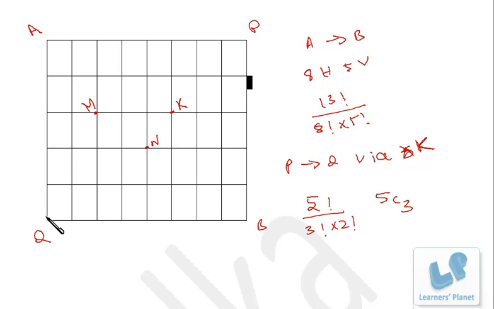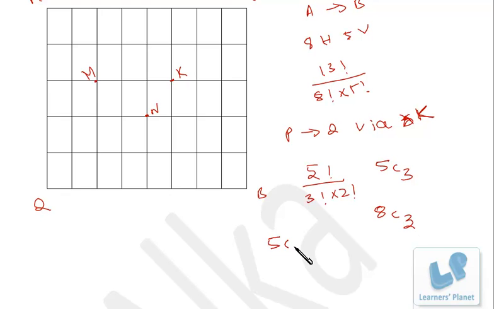Now from K to Q, how many ways will be there? 1, 2, 3, 3 vertical, 1, 2, 3, 4, 5, 5 horizontal, right? So in all 8 steps, out of them 3 vertical, or you can say 5 horizontal, whatever. See here 3 vertical, so 8C3 or 8C5, that's the same, right? So first of all P to K, that's 5C3, and then K to Q, that's 8C3, right? So this is the answer from P to Q via K. P to Q, but K has to be there. So this is the answer for that. Getting my point? And I'm sure you are finding it simple as well.